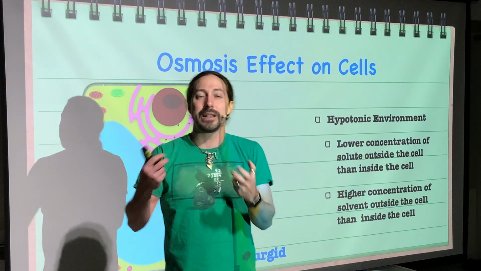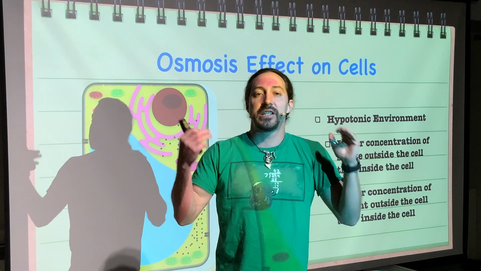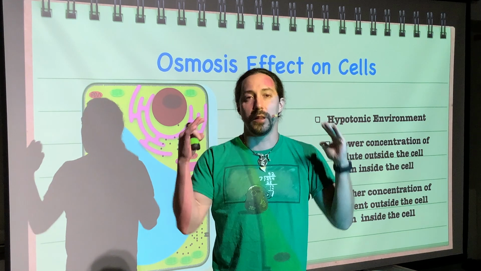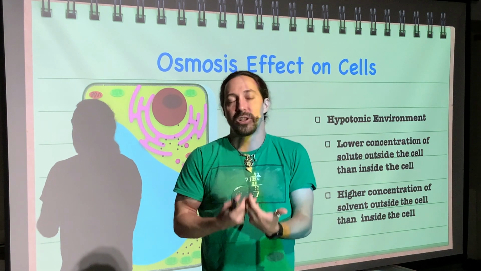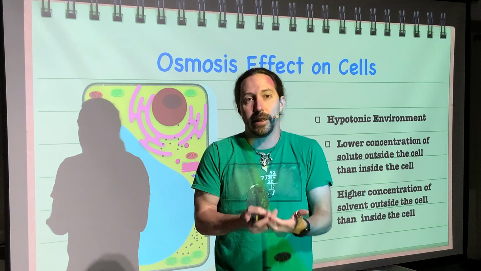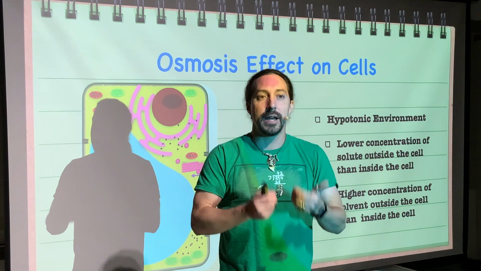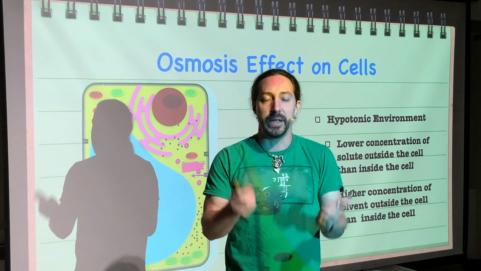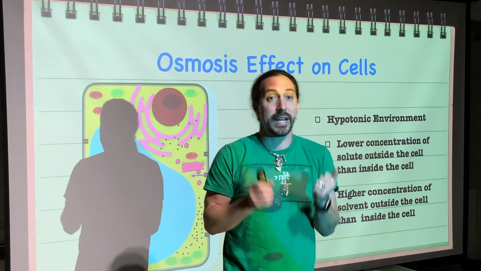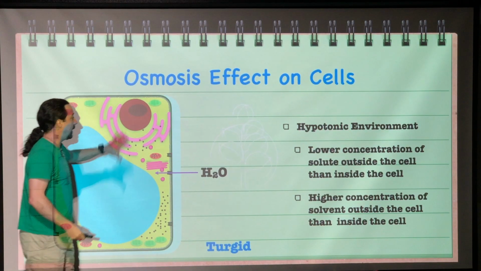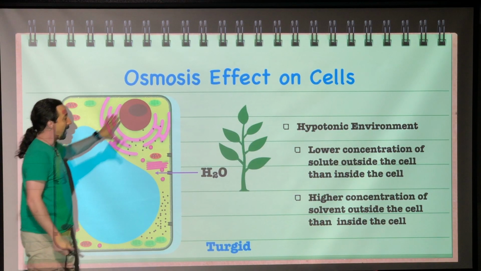The cell doesn't burst because that cell wall is able to hold the cell together. It is able to maintain that structural integrity. Because that cell wall is there, the cell is going to be okay. It is not going to burst. And in fact, this is when a plant is the healthiest.